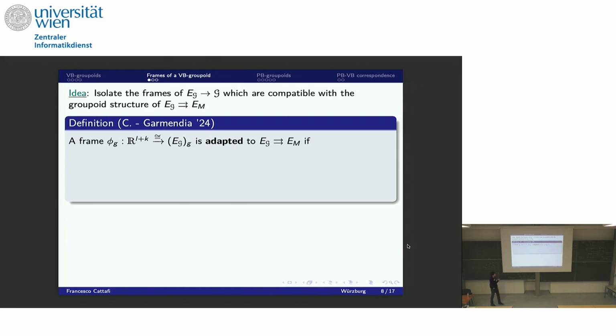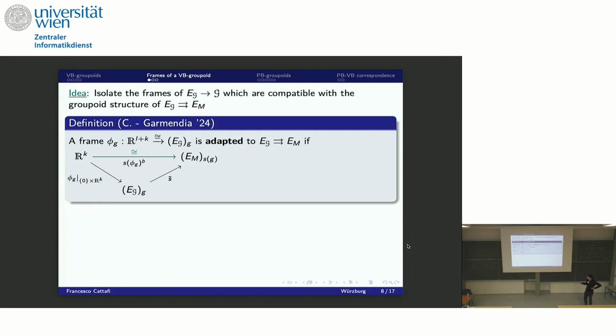We fix a frame, phi G, so it will be this linear isomorphism, and then we call it adapted to our VB-groupoid structure if it satisfies two extra compatibilities. Here I put it just schematically, I don't want to go into technical detail. The first compatibility is the following triangle.